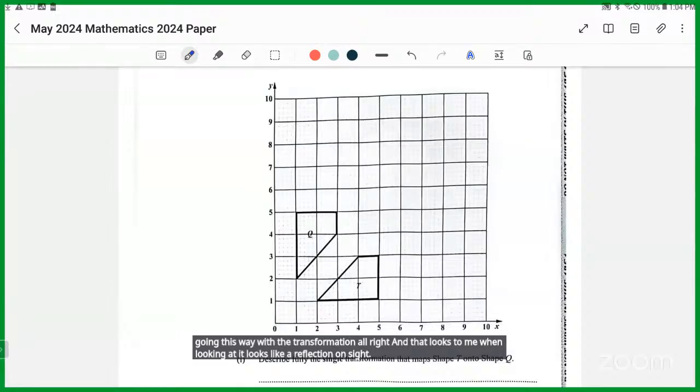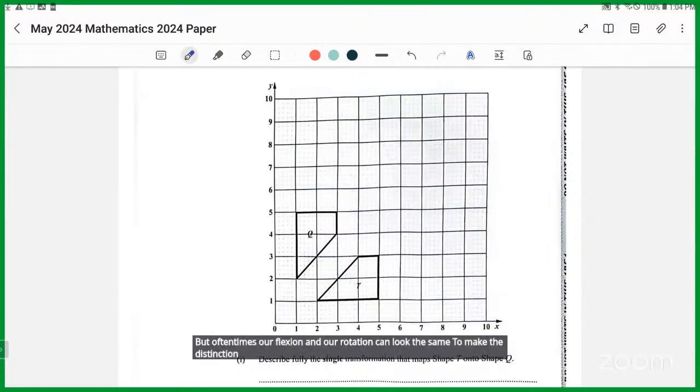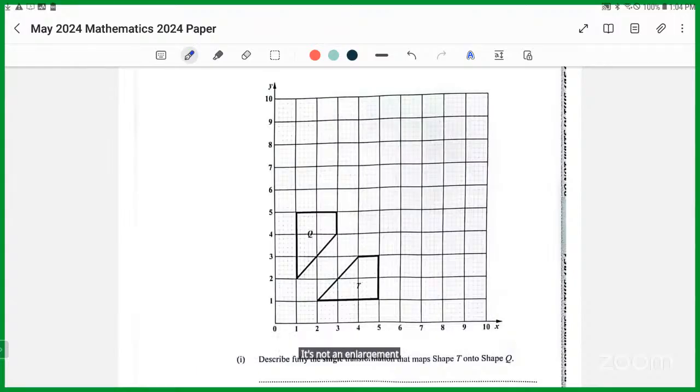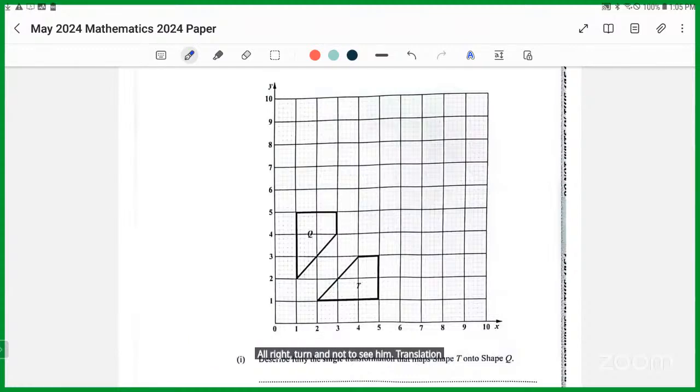But oftentimes a reflection and a rotation can look the same. And to make the distinction, sometimes you check the orientation just to confirm. It's not an enlargement because there's no change in size, and it's not a translation because the thing clearly changed its orientation, it rotates, some rotation took place. All right, it turned, it's not the same. Translation, there's no change of anything, just position, right?